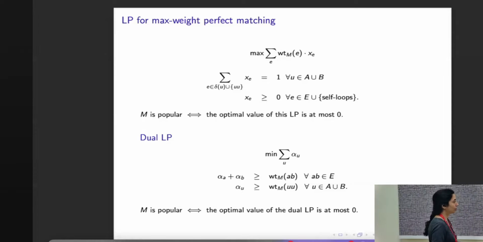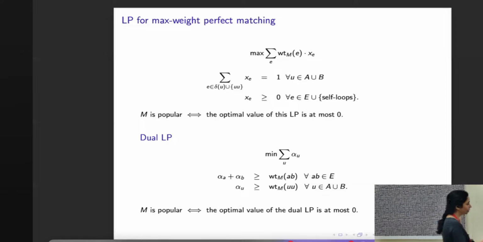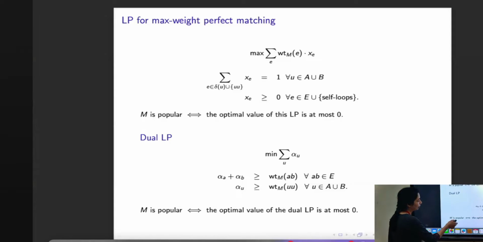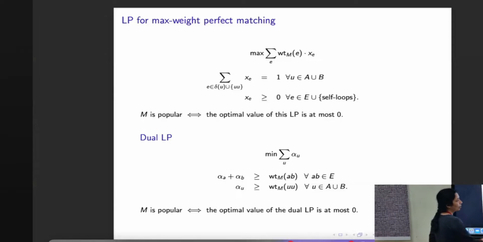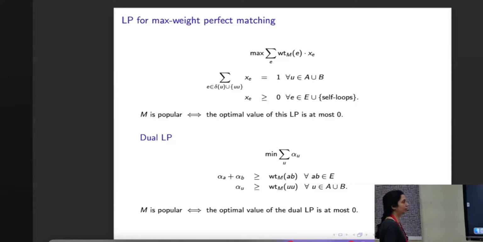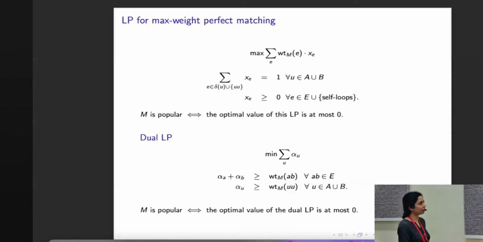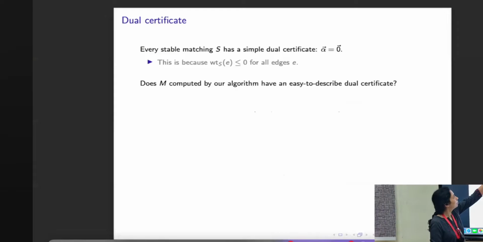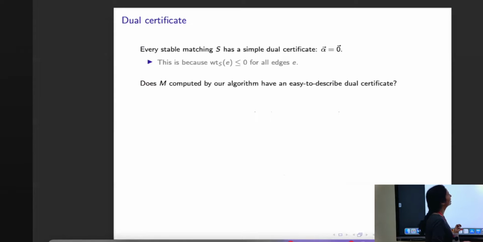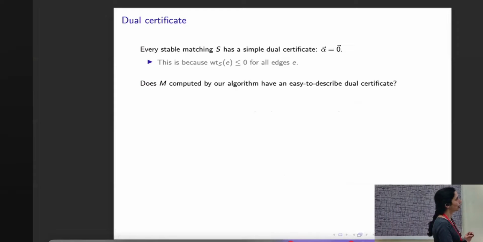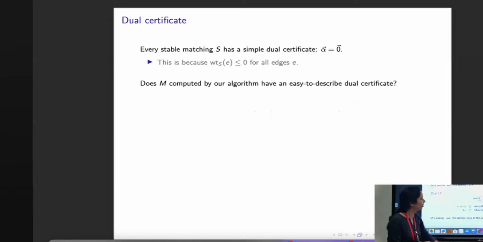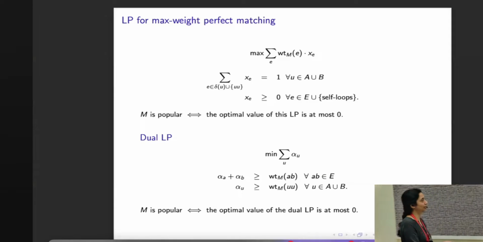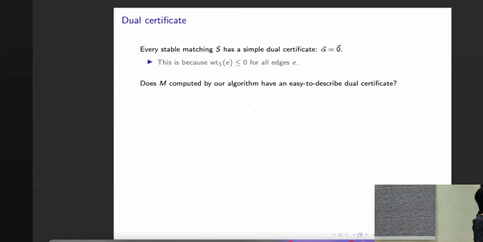So, for us to show the matching returned by running the Gale-Shapley algorithm on our red blue graph is popular, if we can come up with a dual feasible solution whose objective function value is at most 0, then the job is done. So, there is another proof that every stable matching is popular. Every stable matching has a very simple dual certificate. A dual feasible solution whose objective function value is 0 will be called a dual certificate for that matching.